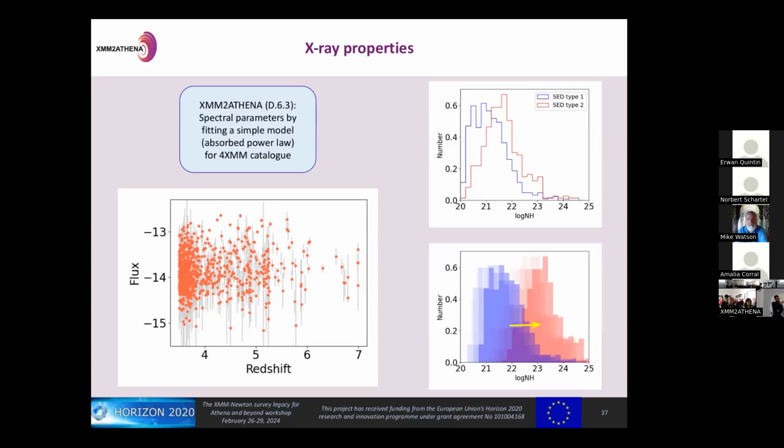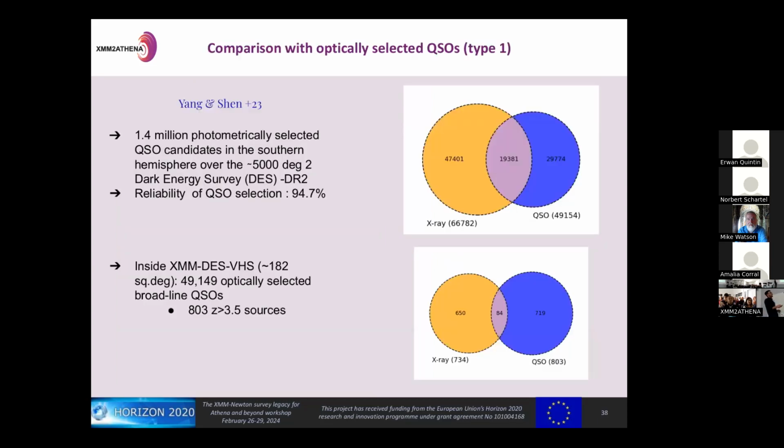And actually, in the paper that we published from XMM-XXL, we found that more than 60% of the sources in X-rays are highly obscured. This is because of the ISM plus the obscuration of the torus. And the final part: we wanted to compare this high redshift X-ray sample with the optically selected QSOs.